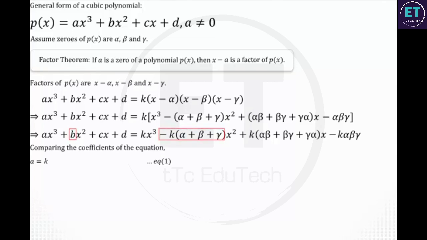B is equal to minus k into the sum of zeros, alpha, beta, and gamma. Let this be equation 2. C is equal to k into the sum of the product of zeros taken 2 at a time. Let this be equation 3. D is equal to minus k into the product of the zeros. Let this be equation 4.